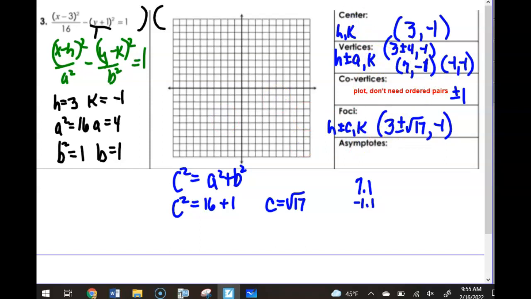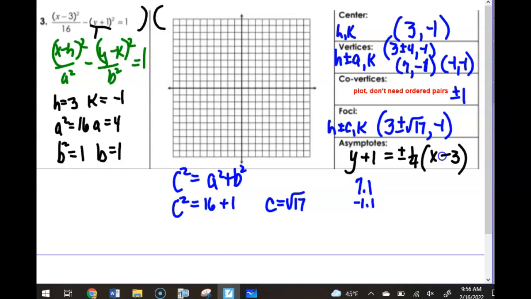The asymptotes are y minus k, which is y plus 1, right? Y minus k, right up there, equals plus or minus. What does the recipe say? Is it a or b over a when it starts with an x? B over a, so that's 1 over 4. And then x minus h, which was x minus 3.